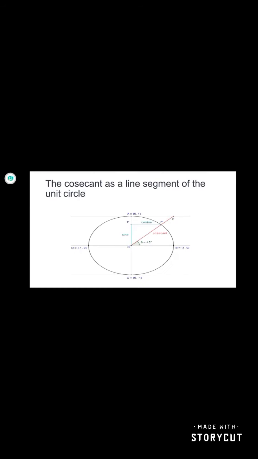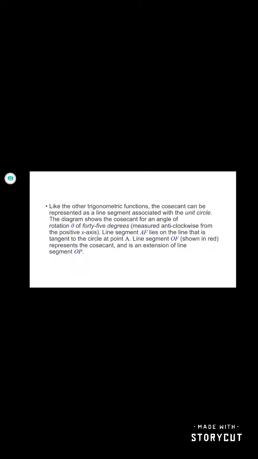The cosecant as a line segment of the unit circle. Like the other trigonometric functions, the cosecant can be represented as a line segment associated with the unit circle. The diagram shows the cosecant for an angle of rotation, theta, of 45 degrees, measured anticlockwise from the positive x-axis. Line segment AF lies on the line that is tangent to the circle at point A. Line segment OF, shown in red, represents the cosecant and is an extension of line segment OP.